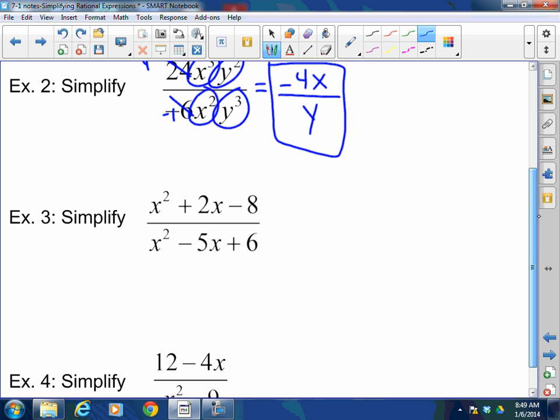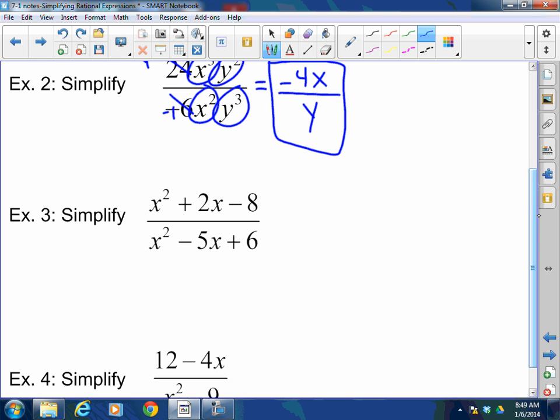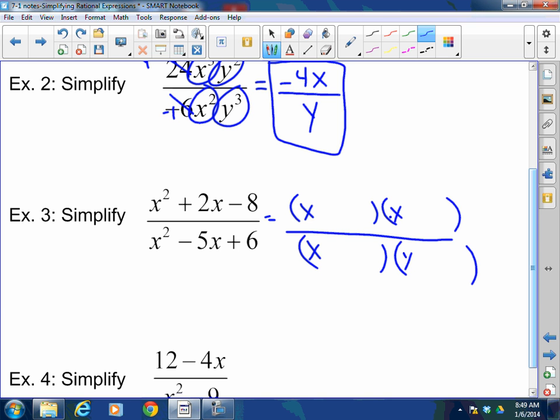Okay, number 3. Again, I've got a trinomial and a trinomial. Let's factor it. I'm setting it up like this because they're both in the same form. What times what is negative 8, but when added together is 2? Positive 4, negative 2. And what times what is 6, but when added together is negative 5? Negative 2 and negative 3, excellent.